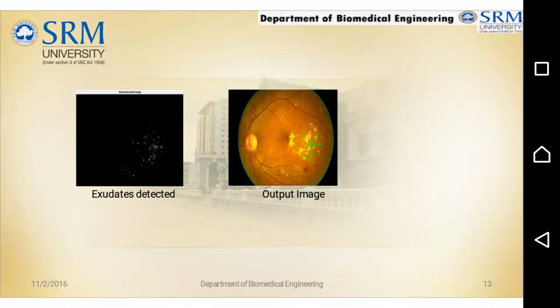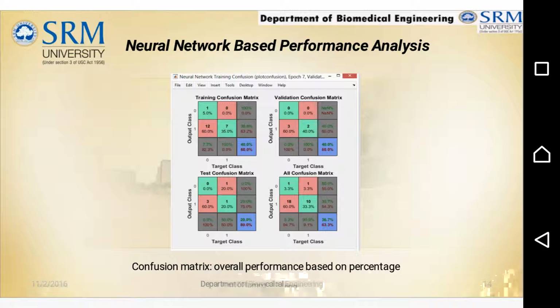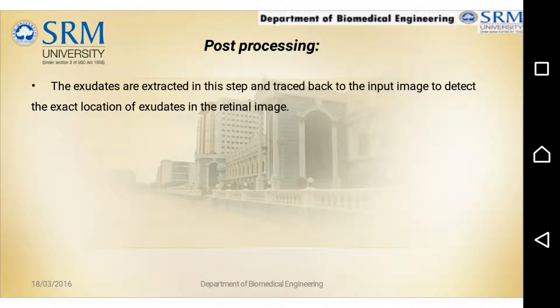A neural network based performance analysis is obtained, where we can find the training confusion matrix, validation confusion matrix, test confusion matrix, and all confusion matrix. These all give the percentage. In the post-processing steps, the exudates are extracted in this step and traced back to the input image to detect the exact location of exudates in the retinal image.